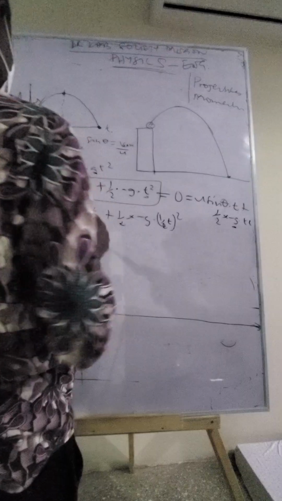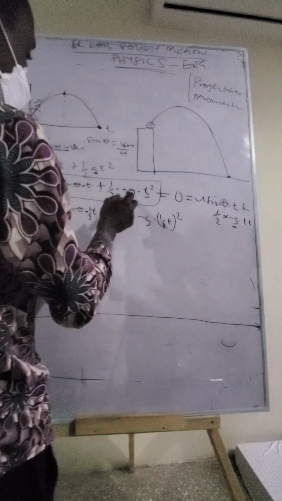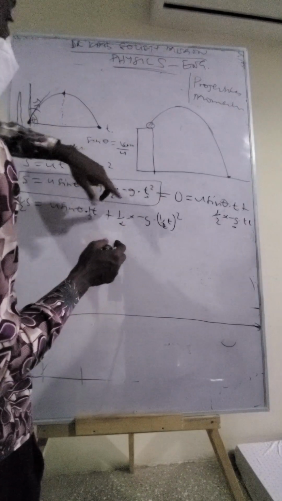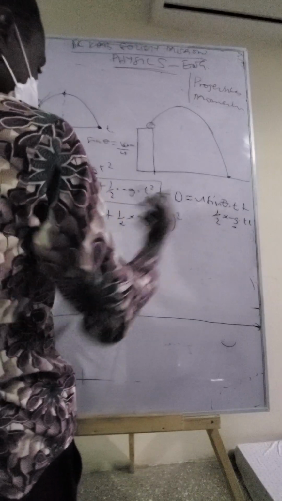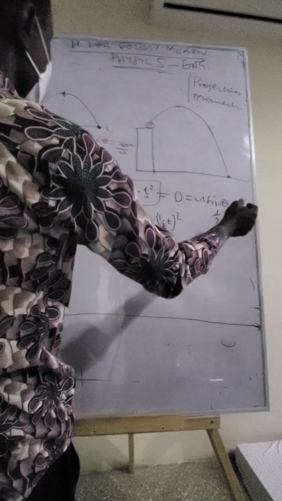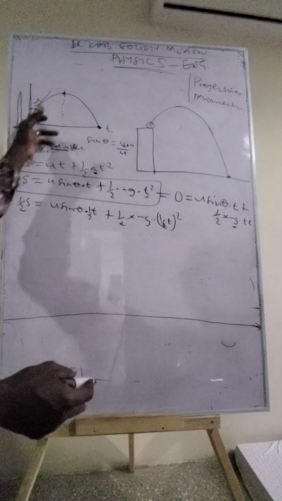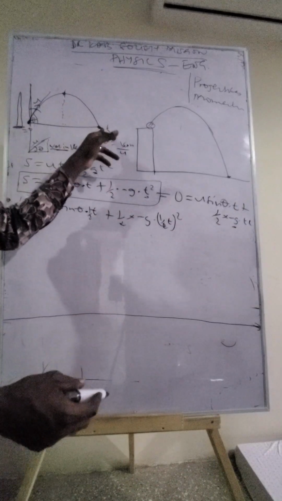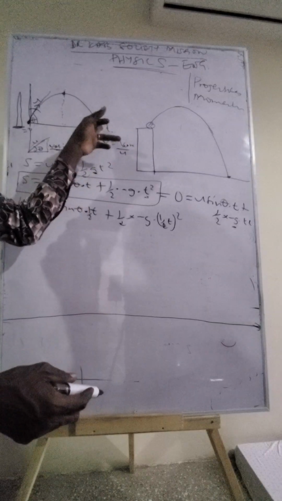Negative g, because we are considering the first motion, so it will be negative. If it's coming down, it will be in the positive direction. That is how it's going to be. So this is going to give us what? From here, you can get t. So t will give us the time taken to get to the end, that is, if we define t to be the time at the end.